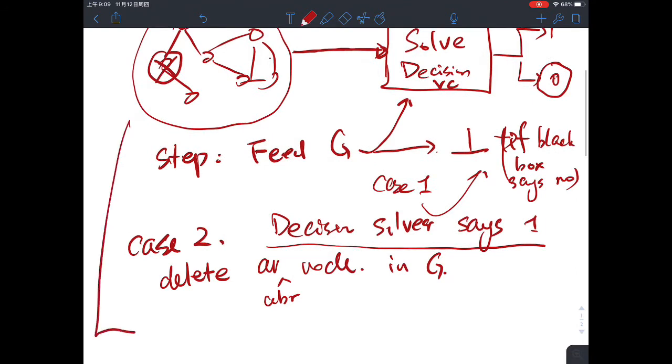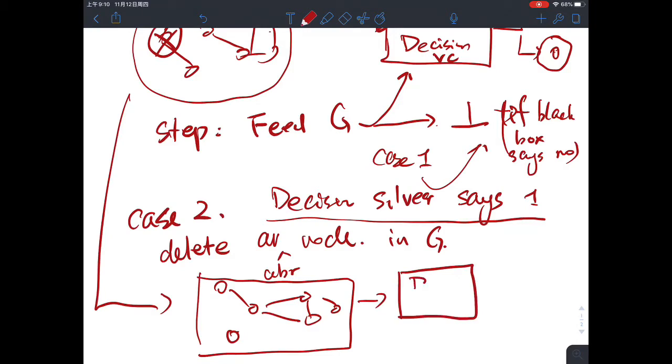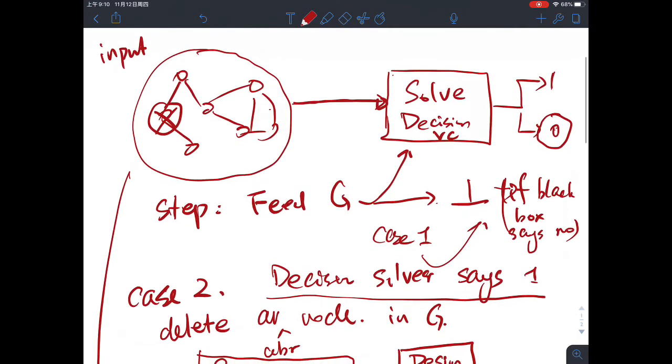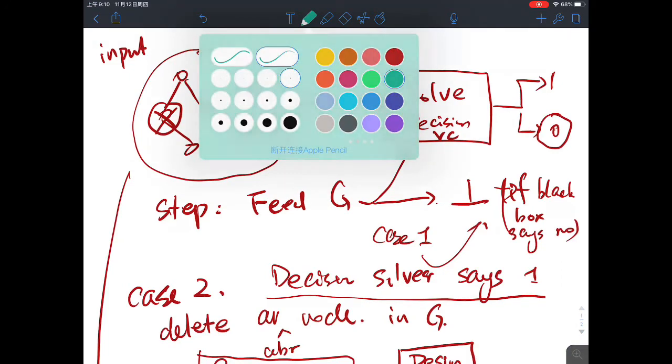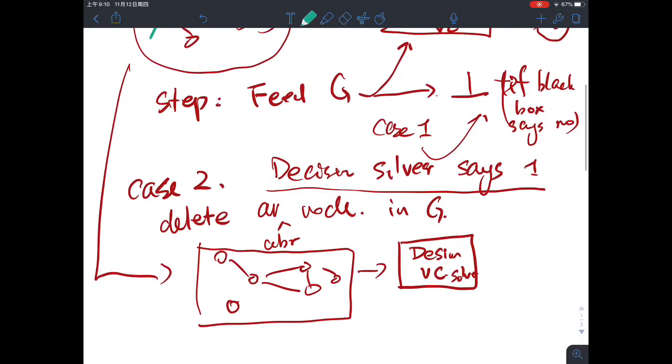After I delete this node, I'm going to draw this graph again. Now this graph becomes disconnected, but it's fine. Then I'm going to feed it into the solver for the decision version of the problem, the decision vertex cover solver, again. So let me repeat: I'm going to delete an arbitrary node. Any node will work. After I delete this node, I'm going to feed it into my solver for the decision version of the problem again.